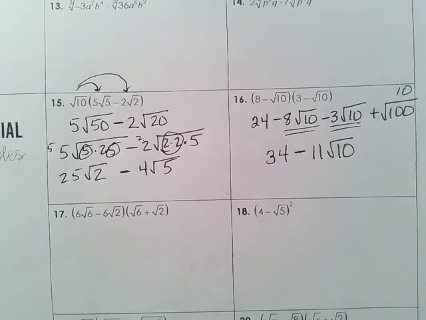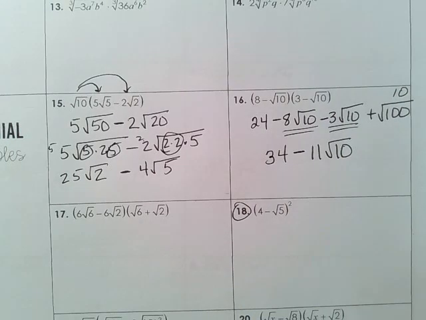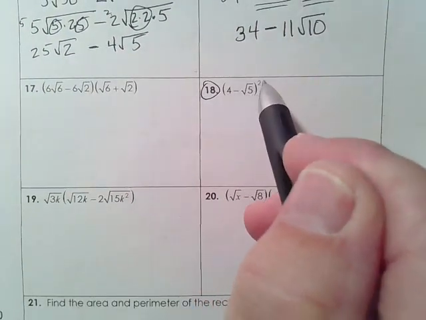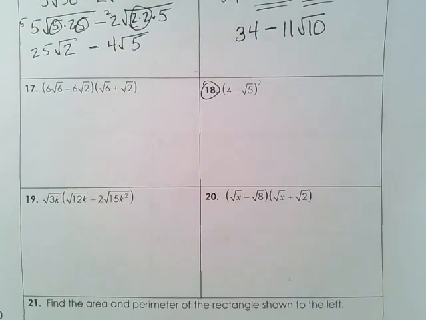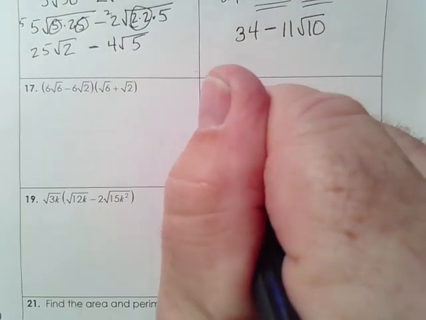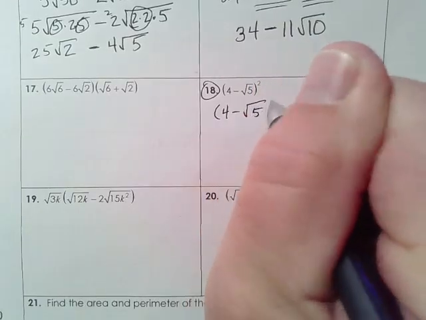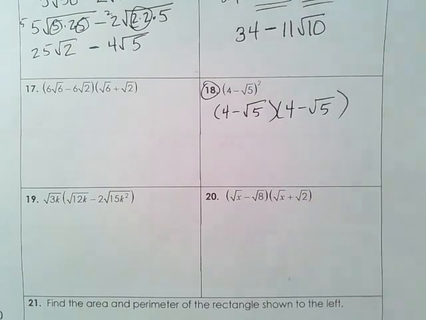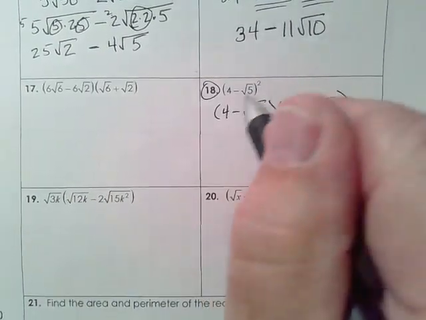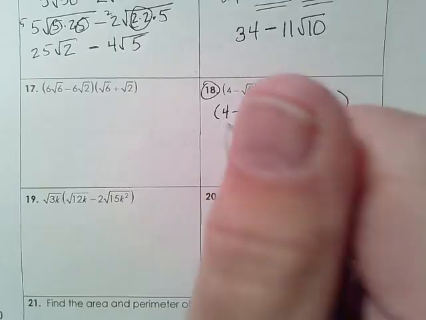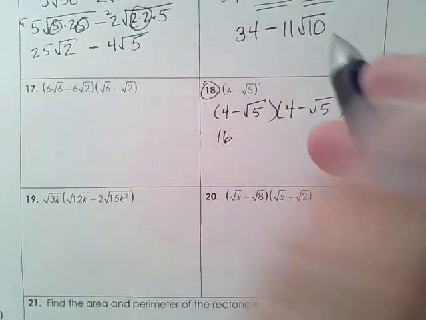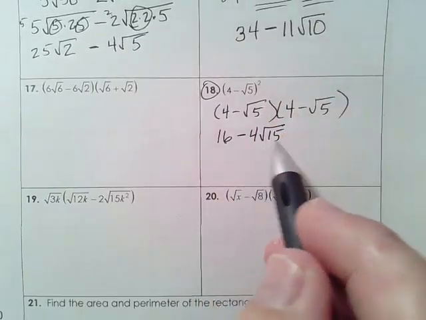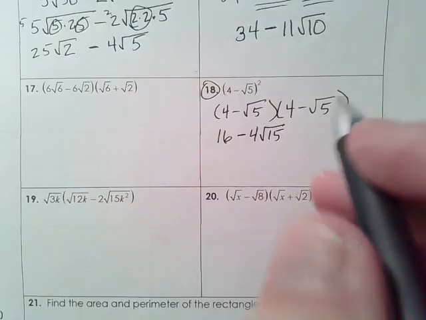Okay, now the one that might trick us a little bit is number 18. In number 18, you might be tempted just to square these two terms. I know it's happened even on our midterm. But we've got to fix that. This means two of these groupings being multiplied. So this is the FOIL, the double distributive. 4 times 4. 4 times negative radical 5. Well, they can't really go together except as 4 times radical 5.